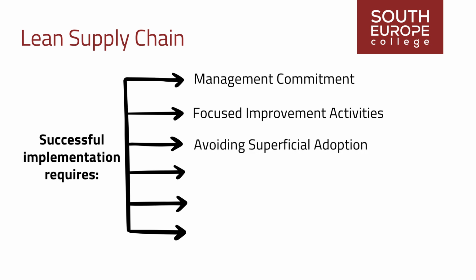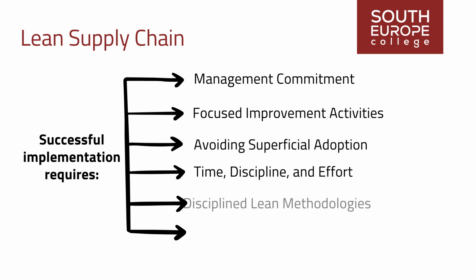Lean adoption solely for trendiness or executive whim is destined to fail. Implementing Lean methodologies demands time, discipline, and effort. Leadership must assign dedicated individuals to drive continuous improvement and integrate new approaches into the organization. Lean production requires disciplined methodologies such as value stream mapping, measurement, action plans, implementation of changes, and continuous improvement.